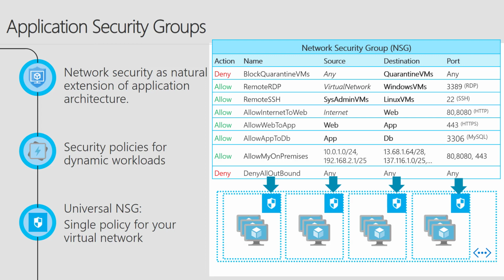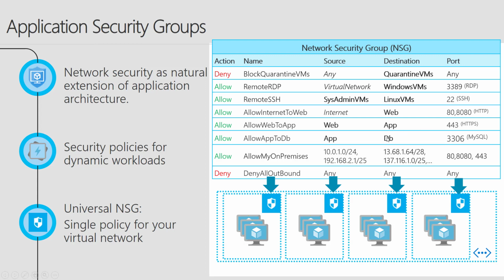And this allows you to define much more simplified rules. So for example, look at this example to the right, where I can specify that anything that's coming from web servers can talk to the application servers. Anything that's coming from the application servers can talk to database servers. And I don't need to be trying to track what's the IP address for web servers, what's the IP address for application servers, what's the IP address for database servers.